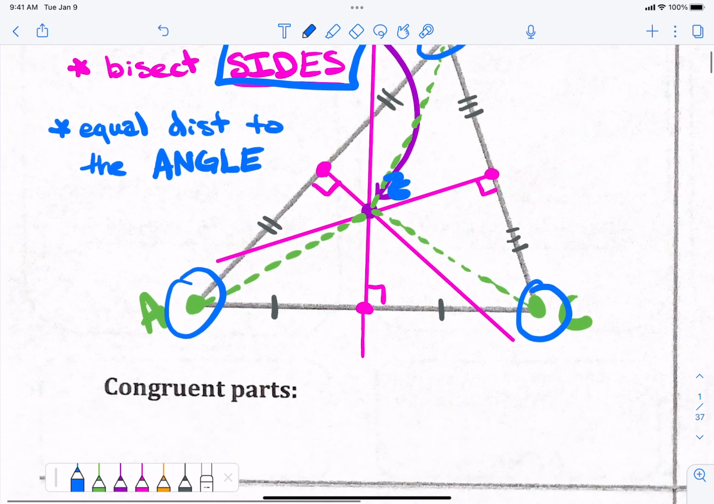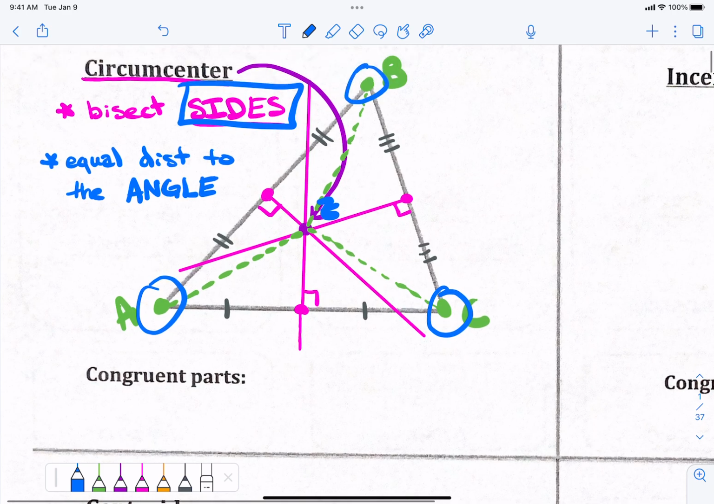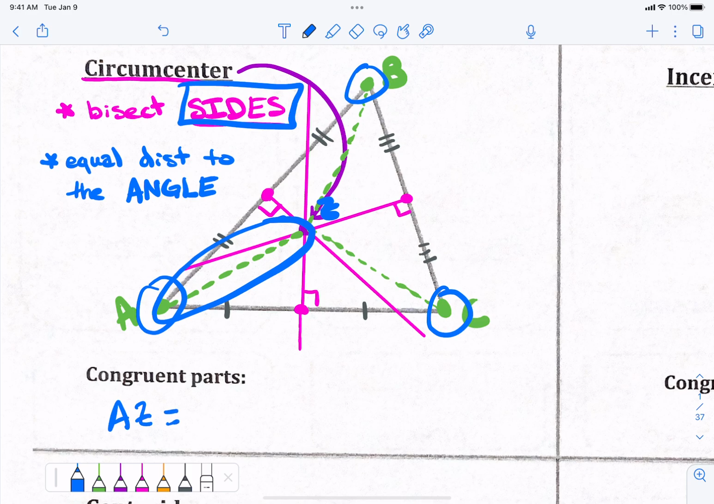Okay, so the parts that are congruent is like AZ. This chunk right here, line segment AZ, will be congruent to BZ, and also congruent to CZ, right? The distance from each of the vertices to that circumcenter Z, all of those will be the same, okay? So we bisected the sides to make that dot, but then if we map it back to the angles, those distances will always be the same. Got it? Okay?